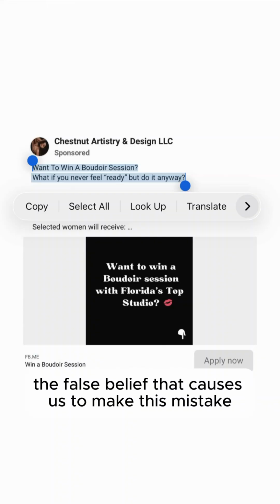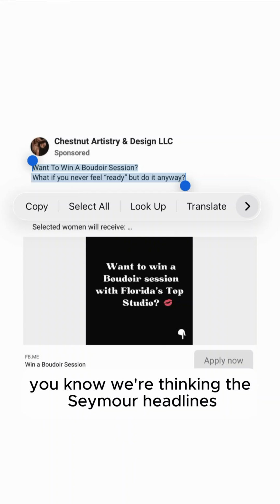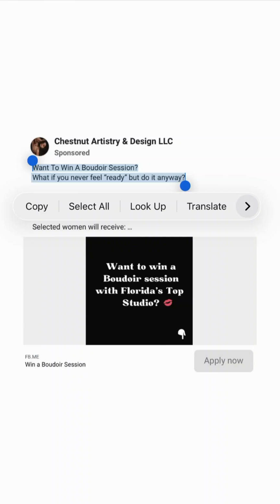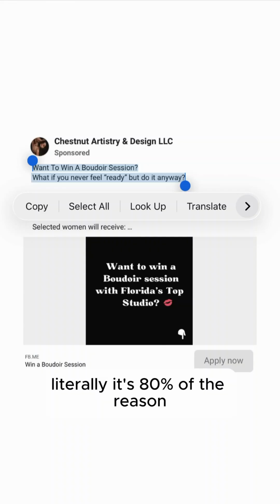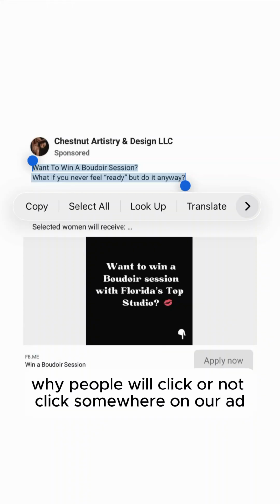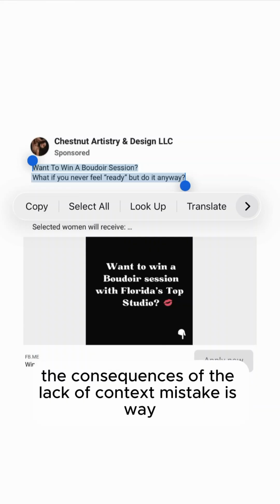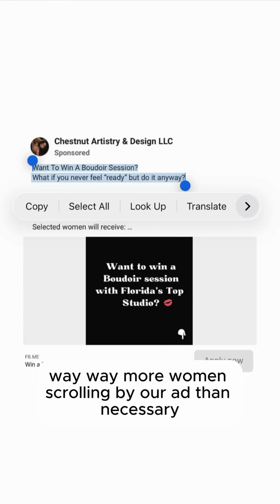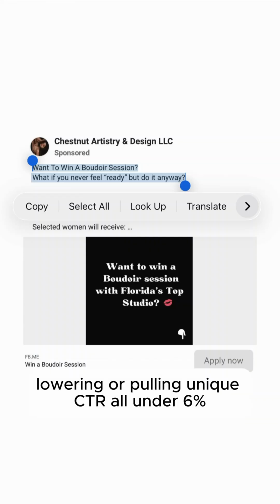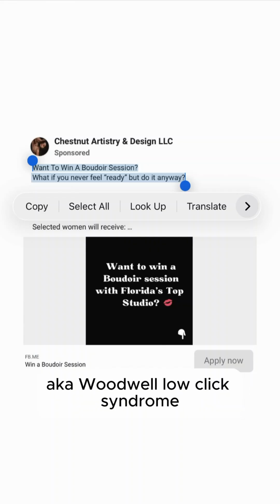The false belief that caused us to make this mistake is that we're thinking the See More headline is kind of willy-nilly, when in fact, literally it's 80% of the reason why people will click or not click somewhere on our ad. So this is actually the most important part. The consequence of the lack of context mistake is way more women scrolling by our ad than necessary, pulling our unique CTR under 6%, and increasing the probability that we have BLCS, aka Boudoir low click syndrome.